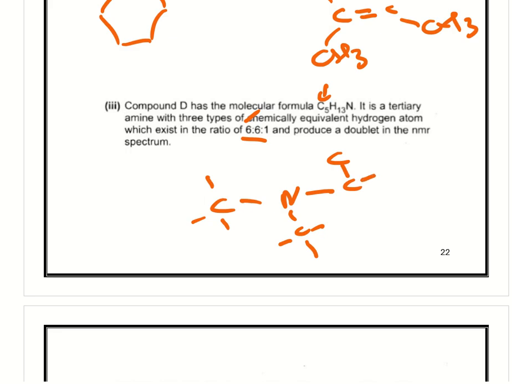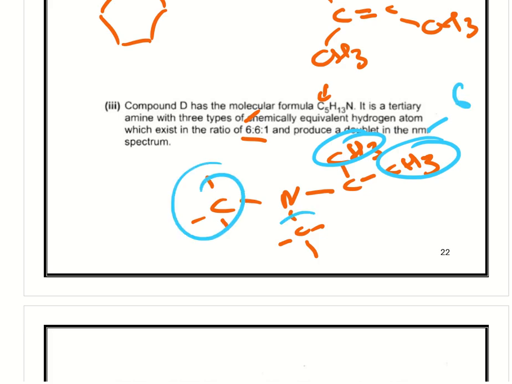Let's put them on. Well, okay, if I put them on there and I make that a CH3 and I make that a CH3, there's another 2 equivalent CH3s. They'll be 6. That leaves me 1 left there. Perfect. Okay. That is my 1. So that is it. That's the answer.